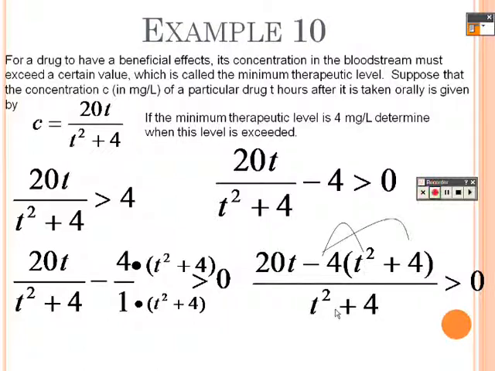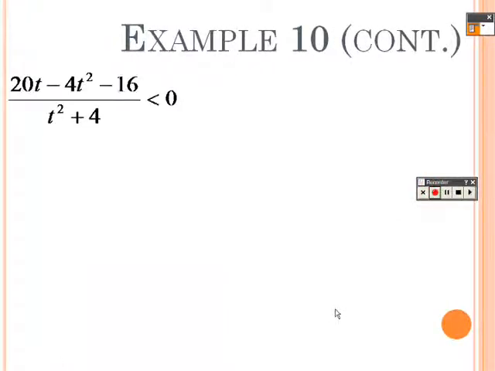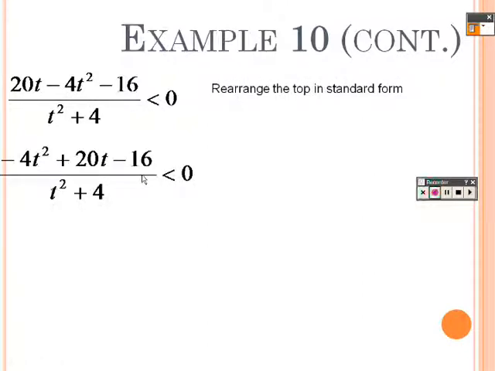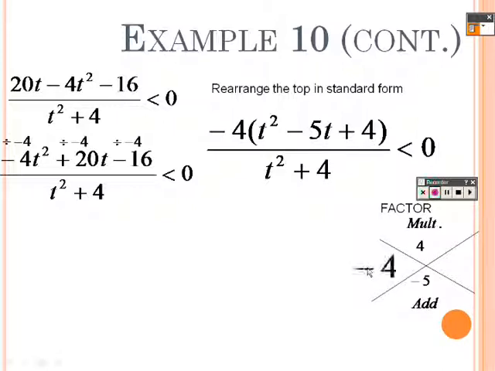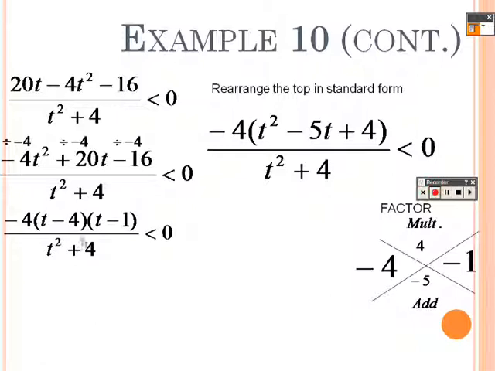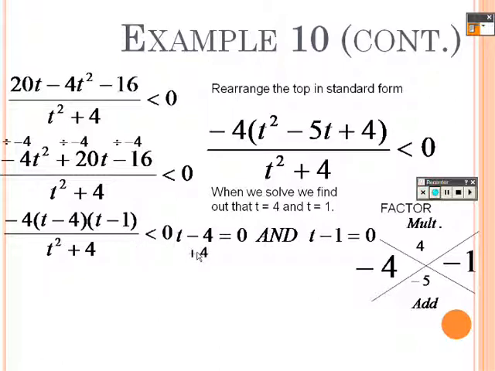-4 times t squared, that's -4t squared, and a -16. So I have a quadratic on the top that I need to factor, so I'm going to take out a -4 from everything. And when I take out the -4, can I think of two numbers that multiply to give you 4 that add to give you -5? Yep, -1 and -4. So now I have that factored, so I know what will work. When we solve this, a 4 and a 1 will work.